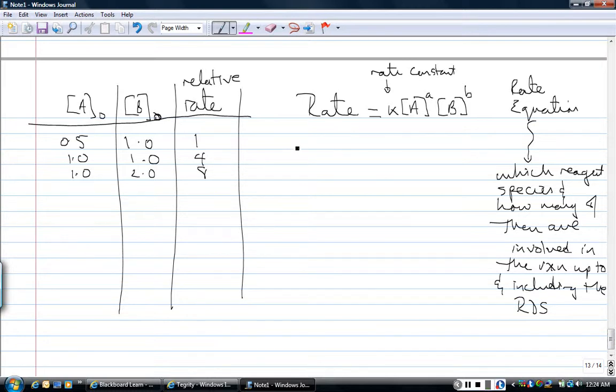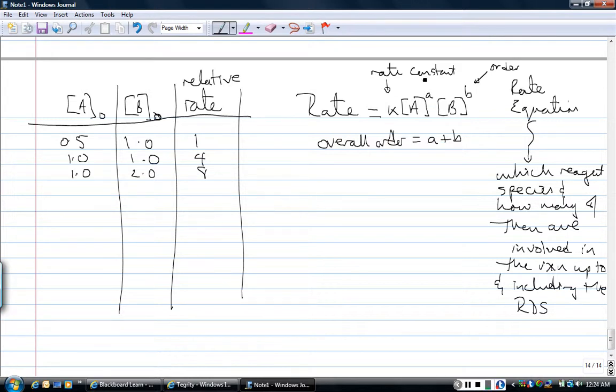So how do we get the rate equation? Well, it's actually very simple. It turns out that, well, I'm sorry, one other thing. The terms little a and little b are the orders of the reaction with respect to reagent A and reagent B. So little a is the order of the reaction with respect to reagent A. Little b is the order of the reaction with respect to reagent B. The overall order of the reaction is the sum of a plus b.